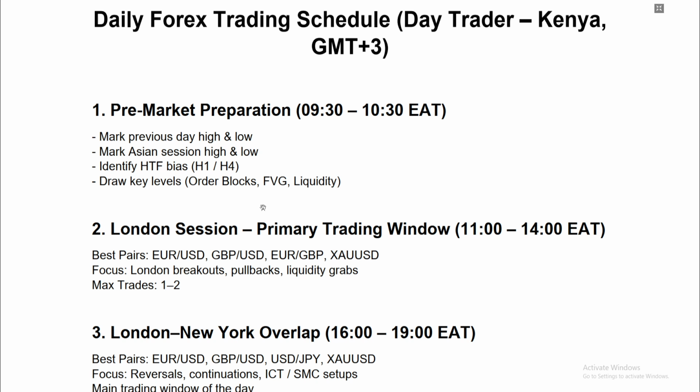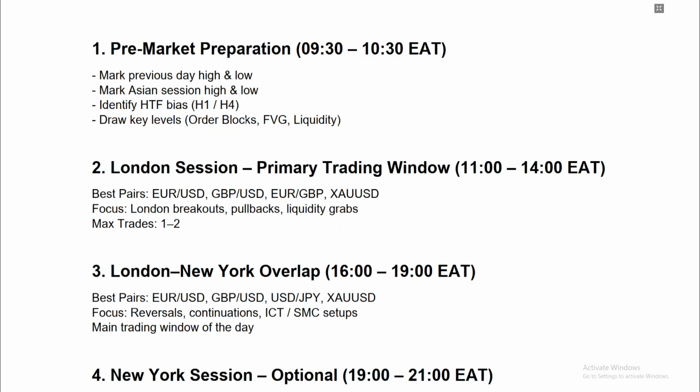Now, from 11 a.m. to 2 p.m., it is my first trading window, the London session, all right? I focus on pairs like EUR/USD, GBP/USD, and gold. During this session, I'm looking for London breakouts, pullbacks into key levels, or liquidity grabs, okay? I take a maximum of 2 trades. 1 clean setup is more than enough, all right? Remember, quality over quantity any time of the day.